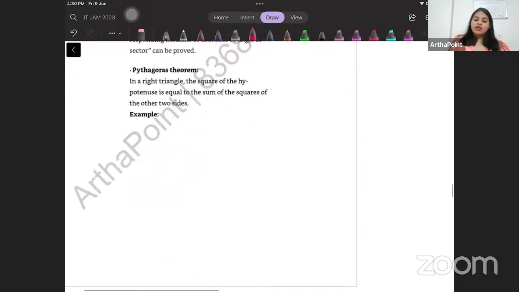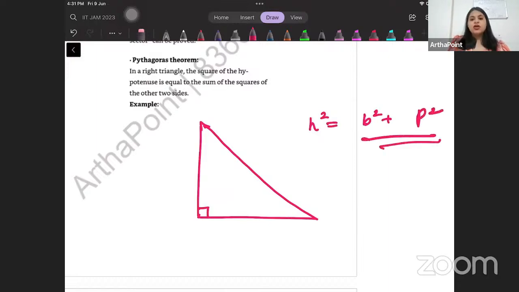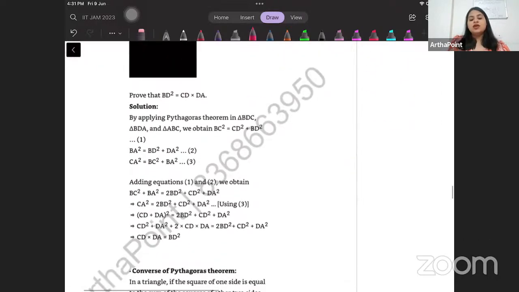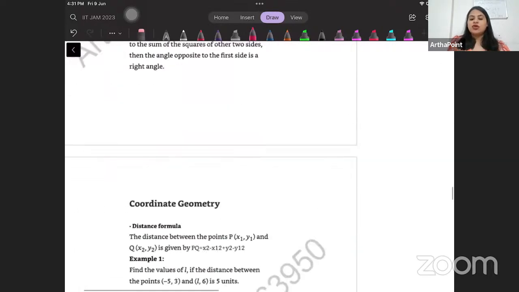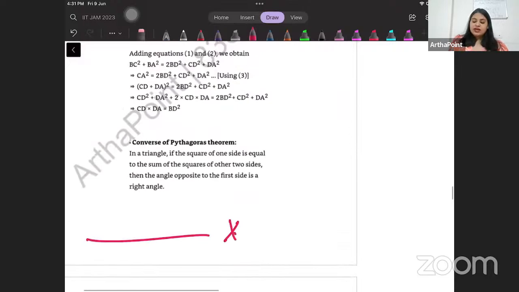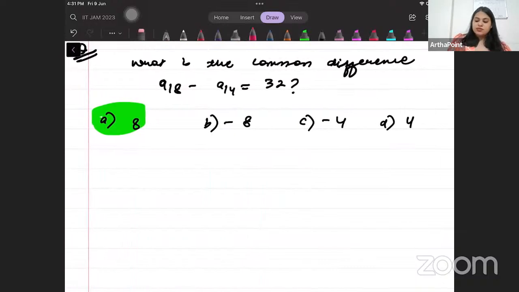Okay, now let's talk about the Pythagoras theorem. All of you know that. If I have a 90-degree angle, then we know hypotenuse square should be equal to base square plus perpendicular square. This is what the answer should be. So this is how you can prove that hypotenuse square is base square plus perpendicular square. That's the Pythagoras theorem. So with this, we end the chapter on triangles. Let me give you some questions to practice better, and let us see how well we perform with these questions.